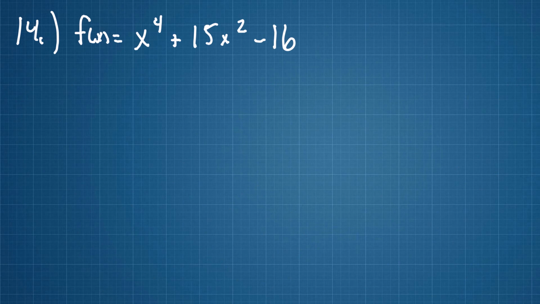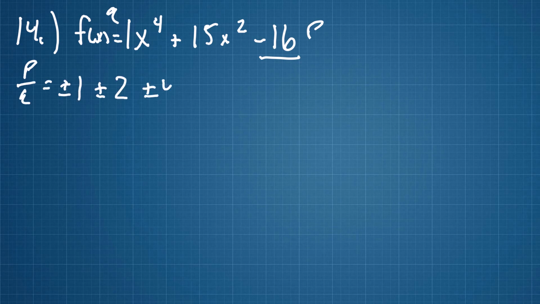All right, 14. We're going to treat it exactly like we did 12, where I find my p. I have a q. So my p's over my q's are plus or minus 1, plus or minus 2, plus or minus 4. I don't need that twice. Plus or minus 8, plus or minus 16.